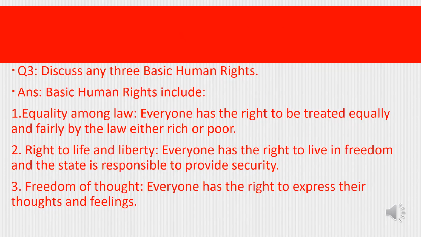Question number 3. Discuss any three basic human rights. Basic human rights include: number 1, equality before the law. Everyone has the right to be treated equally and fairly by the law, whether rich or poor. Number 2, right to life and liberty. Everyone has the right to live in freedom and the state is responsible to provide security. Number 3, freedom of thought. Everyone has the right to express their thoughts and feelings.